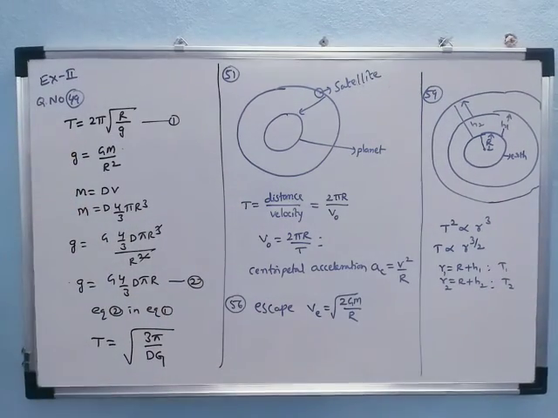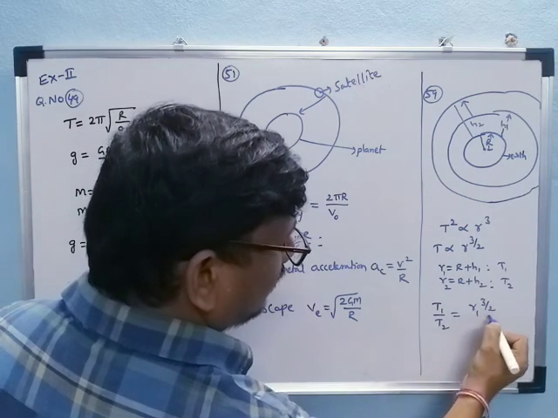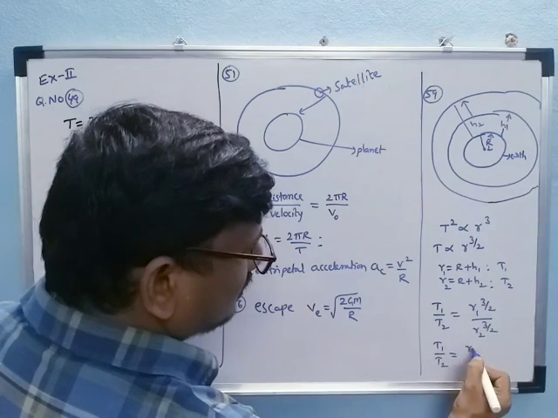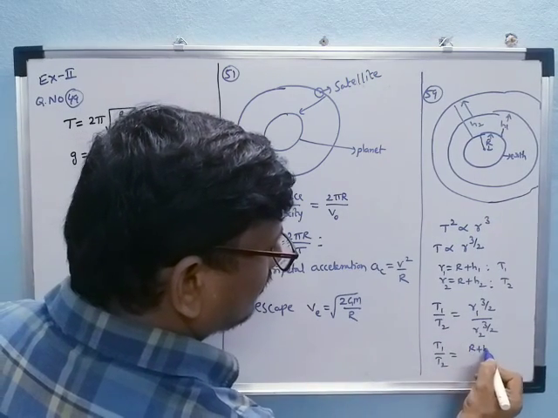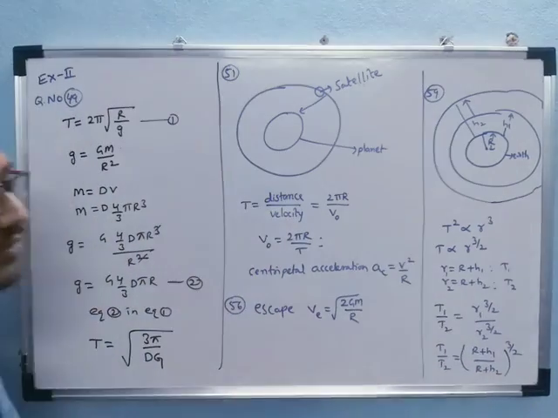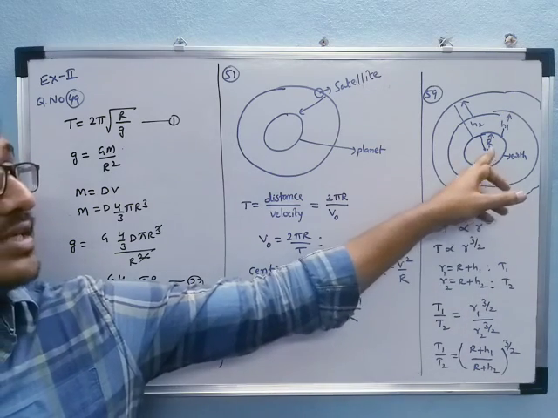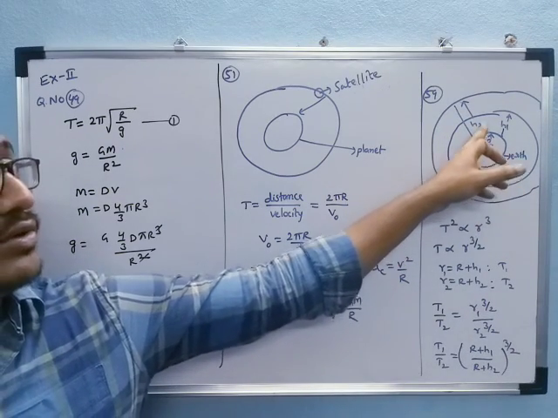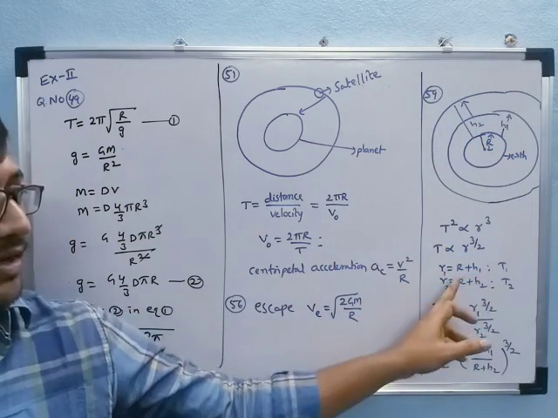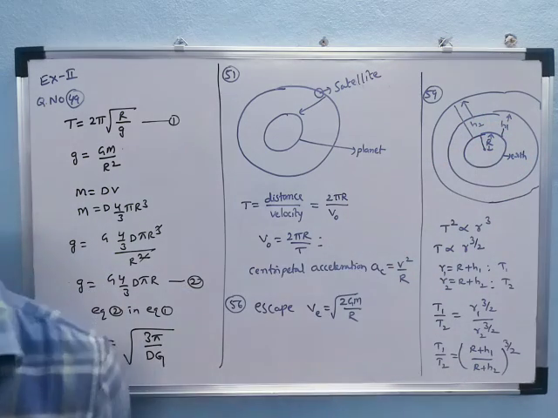So then take the ratio T1 by T2. T1 by T2 is equal to r1 to the power 3 by 2 by r2 to the power 3 by 2. Then T1 by T2 is equal to capital R plus h1 by capital R plus h2, whole to the power 3 by 2. Because here the square of the time period is directly proportional to the cube of the semi-major axis, or the distance between the center of the earth and the height of the satellite. The total distance r is the radius plus h1, and the other is the radius plus h2.